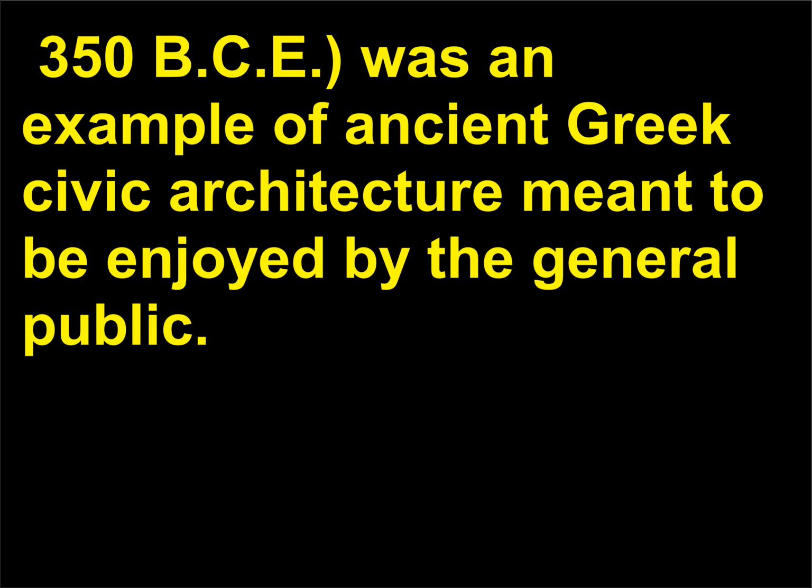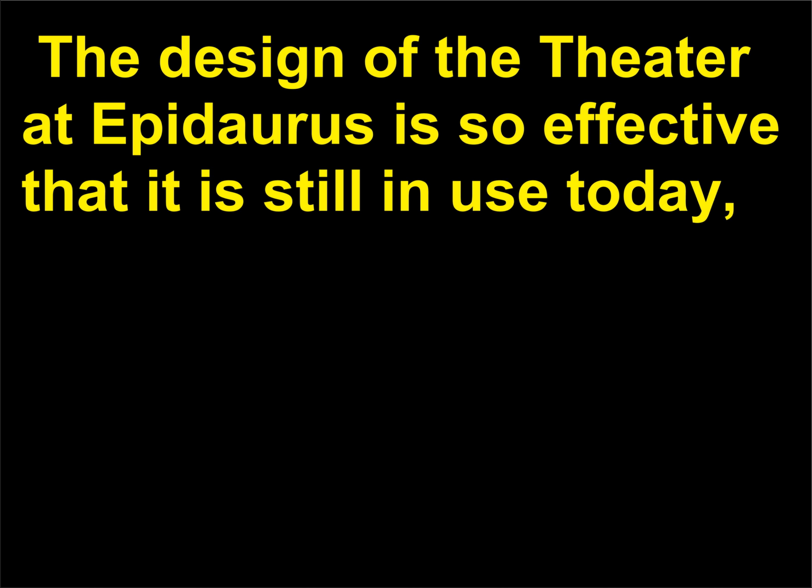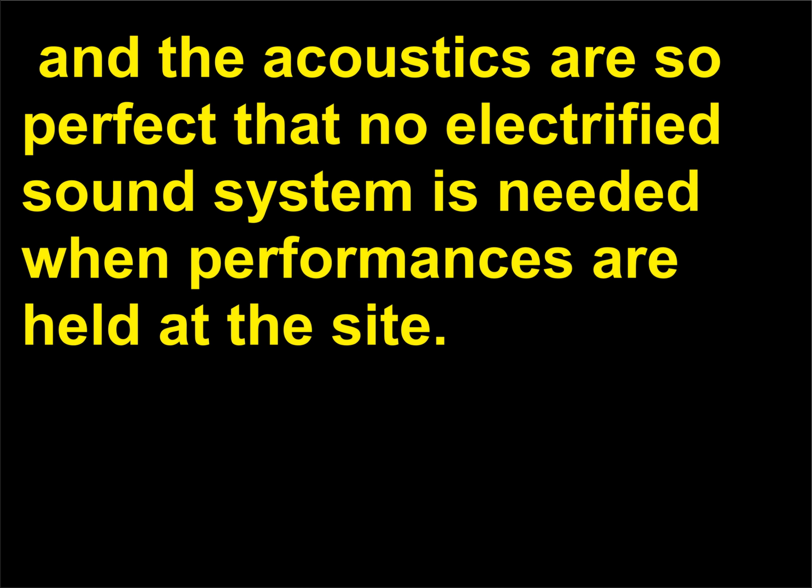At the heart of the theatre was the circular orchestra, the central performance area. 55 rows of semicircular tiered seats were carved into a hillside, which allowed as many as 14,000 spectators a good view of the orchestra. The design of the theatre at Epidaurus is so effective that it is still in use today. And the acoustics are so perfect that no electrified sound system is needed when performances are held at the site.